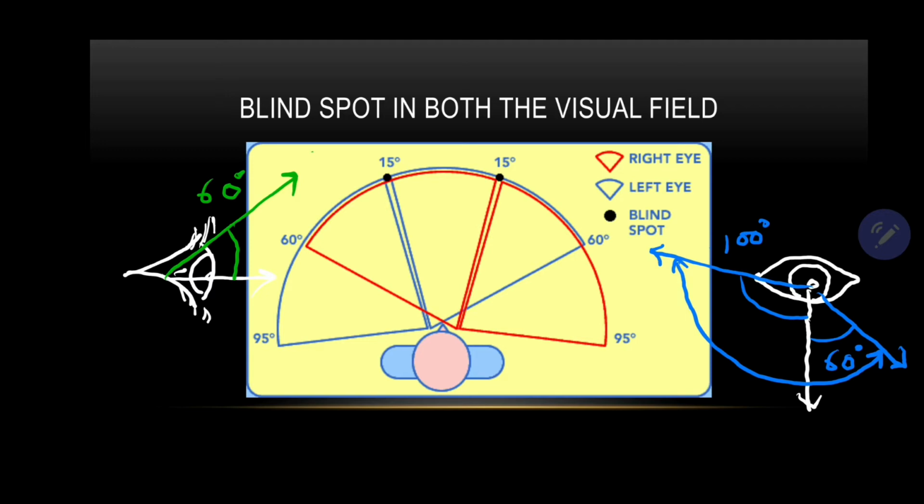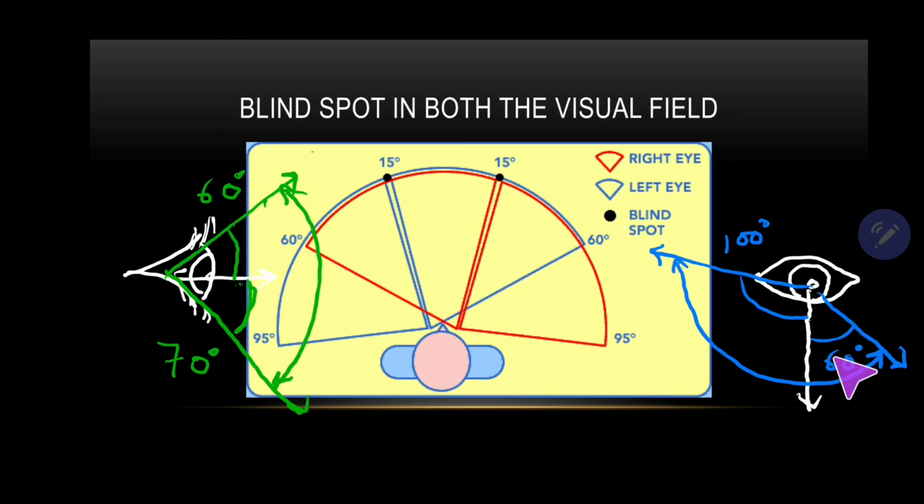So vertically your field is limited to around 60 degrees, while inferiorly your field of view reaches a little more, and this is around 70 degrees. So your inferior field of view reaches to around 70 degrees. So this much becomes your field of view. Got it? Okay. Now about the MCQ thing.